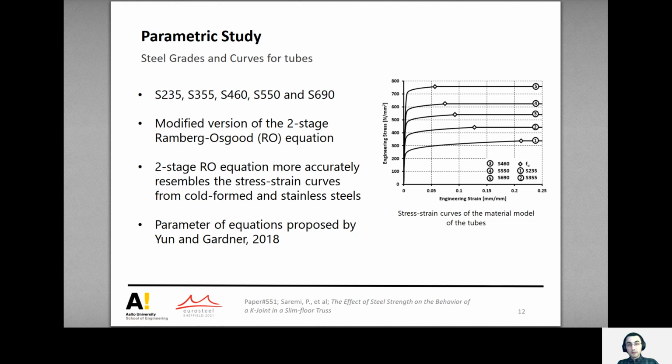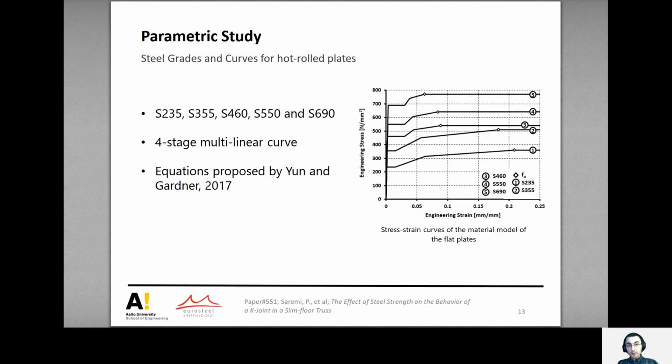In the parametric studies, 5 steel grades were used as listed here. Nominal strength values for the steels were taken from the Eurocode. The stress strain curves for the tube material were created using the double-stage Ramberg-Osgood equation. The stress strain curves for the plate materials were created using 4-stage multilinear curves.